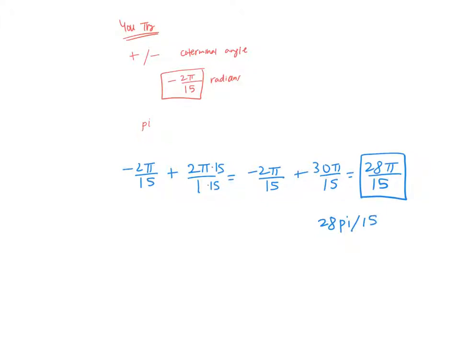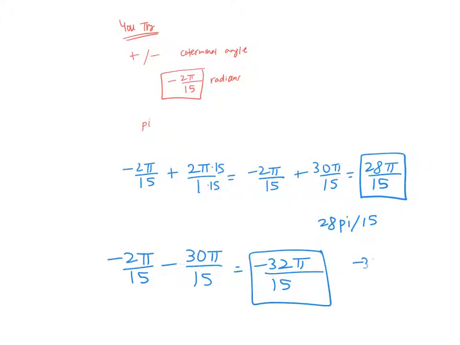And then for a negative coterminal angle, we just need to take away a full rotation in the negative direction. So negative minus 30 pi over 15. So that would give us negative 32 pi over 15.